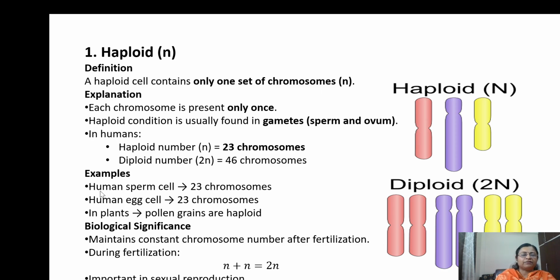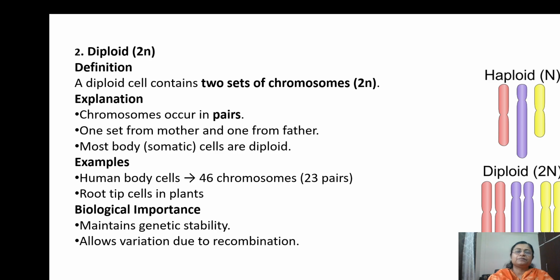Some examples are given. Human sperm cell possesses 23 chromosomes, meaning haploid number. Human egg cell also possesses 23 chromosomes. It is also a haploid number. In plants, pollen grains are haploid. So what is the biological significance? It maintains constant chromosome number after fertilization. What happens during fertilization? Haploid chromosome and haploid chromosome, n plus n, becomes 2n. So all these things are important in sexual reproduction.